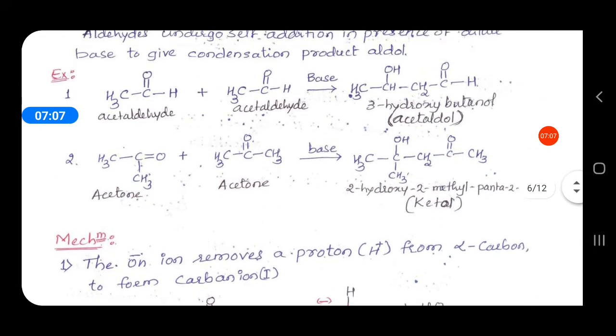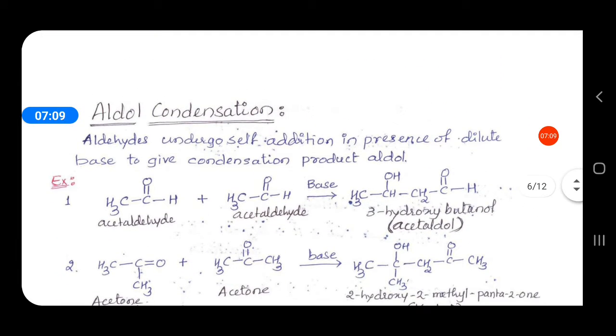So remember, for this aldol condensation, the aldehydes or ketones should contain alpha hydrogen. The aldehydes or ketones which contain alpha hydrogen, when treated with dilute base, undergo self-condensation and give the product aldol or ketol.